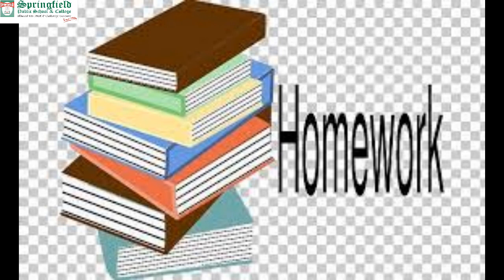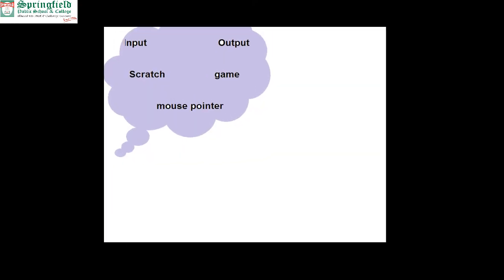Now the thing is this, you have your home task. Now come to the home task. First of all, you have to write the sight words, which are on page number 37: input, output, Scratch, game and mouse button.